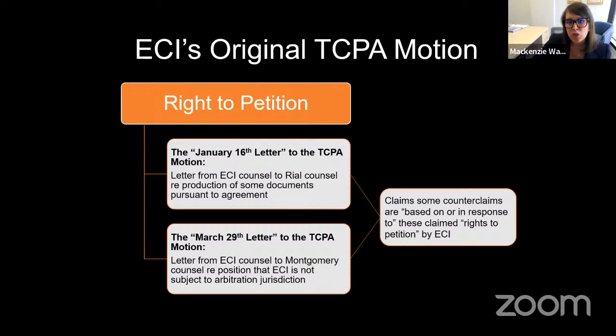And then second, the March 29th letter to the TCPA motion, which is a letter from ECI counsel to Mr. Montgomery on the eve of the phase 1 of the arbitration, wherein ECI posited that ECI is not subject to arbitration jurisdiction. Importantly, in counterplaintiff's view, this is a stretch of the TCPA's right to petition. ECI claims that some of Ryle's counterclaims are, quote, based on or in response to the rights claimed by counsel in these letters. And that context is important to the discovery that we're going to get to.